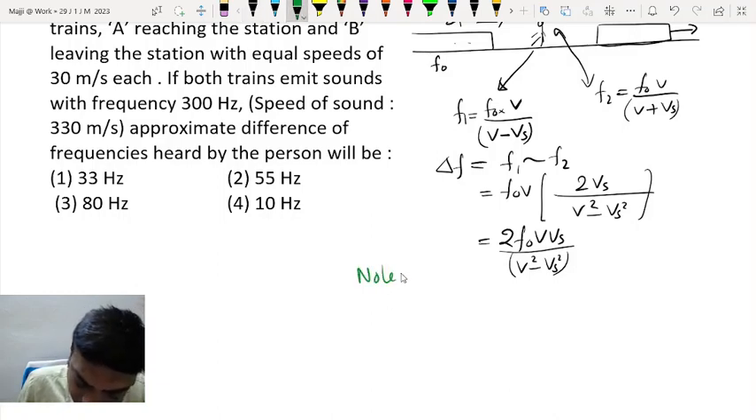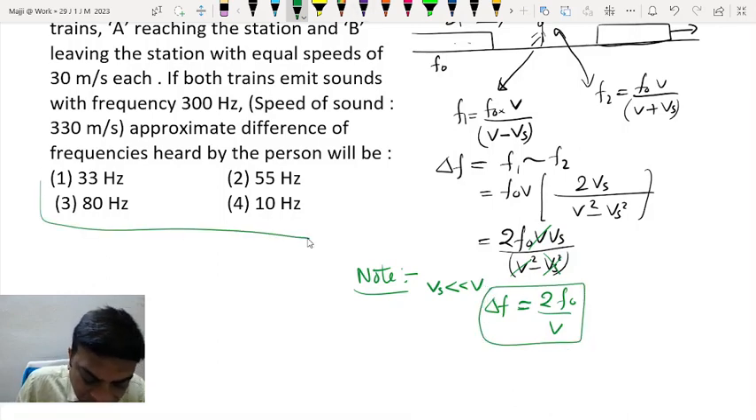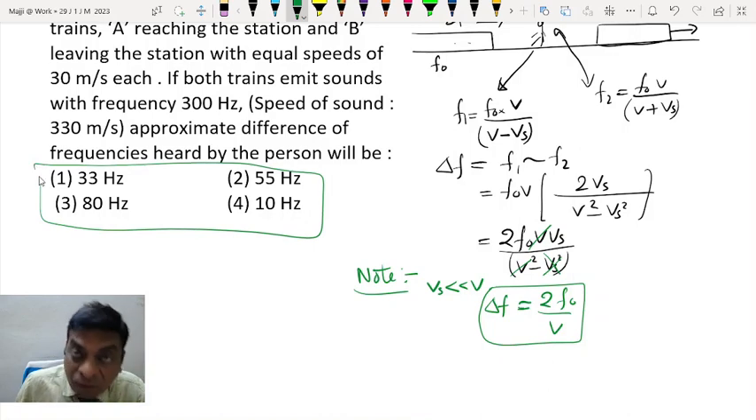Now suppose in most of the cases Vs is too small compared to V. If that be the case, then you can ignore this and you can cancel one V. So to get delta f is equal to twice f0 Vs by V. Remember this is very approximate. Okay. If the options are quite far away from each other, as you can see, you can always use this. Moreover, you can see 30 is quite small compared to 330. So we'll go with this approximate formula.